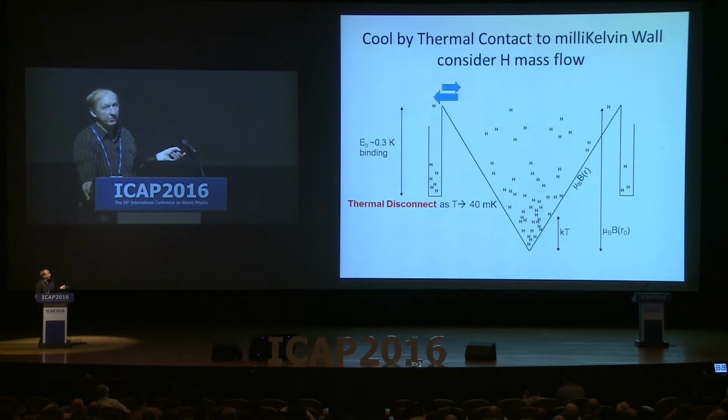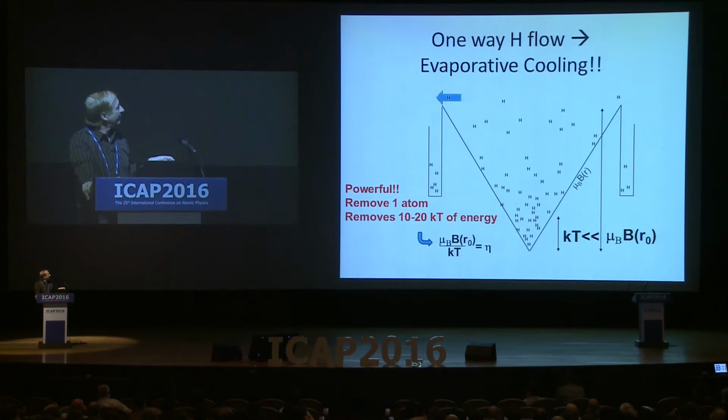Obviously, you cool by the dilution refrigerator through the walls, and the hydrogen atoms would sort of scuttle back and forth, providing thermal equilibrium. But as you take the dilution refrigerator temperature down, there would eventually be a thermal disconnect, as there would be just too few atoms which could rattle back and forth at about 40 millikelvin. But now if you take the dilution temperature further down, you find, well, the flow is going to be one way. Atoms are going to be flying out. That would provide a relatively powerful cooling because you remove mu B worth of energy, and that can be several times kT. So for 1 atom removed, you could remove potentially 10 to 20 kT of energy.